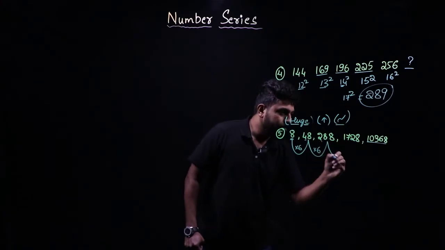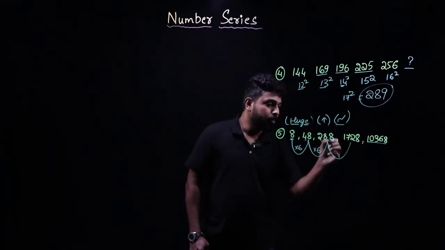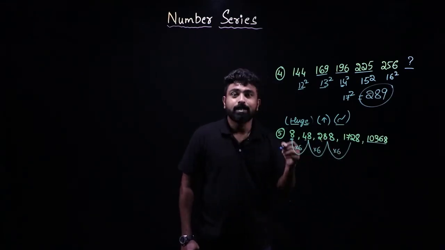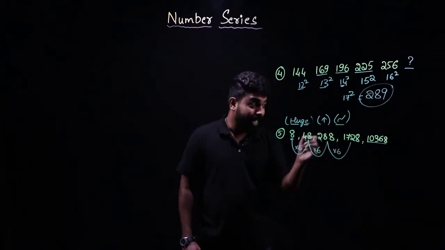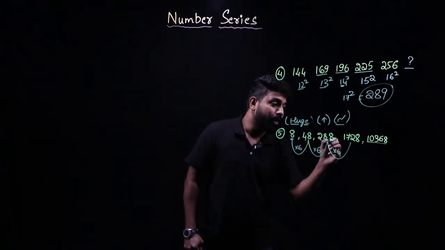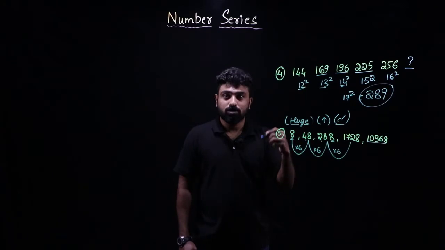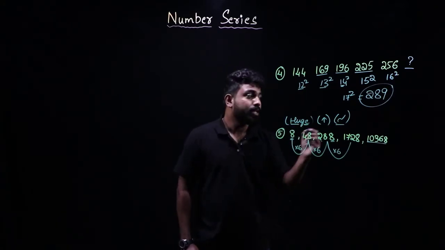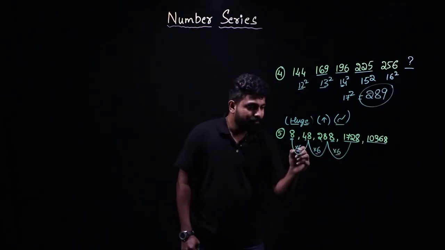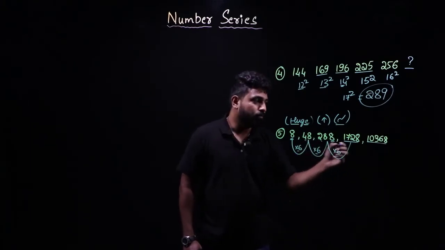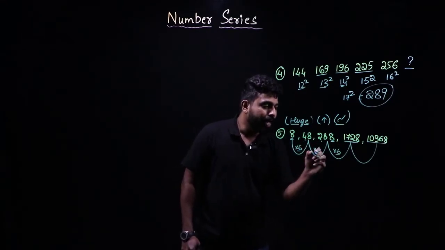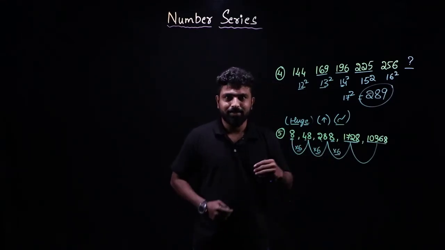So let me check for the next term. What is my fourth term here? It should be multiplied with 6. So what if I multiply 288 with 6? 200 into 6 gives me 1200. 6 into 80 gives me 480. 1200 plus 480 gives me 1680. Finally 6 into 8 gives me 48. So 1680 plus 48 gives me 1728. So my logic is working here for 3 consecutive terms. Whenever you get 3 consecutive terms with the same logic, the fourth one will also have the same logic. You need not check the complicated terms here.